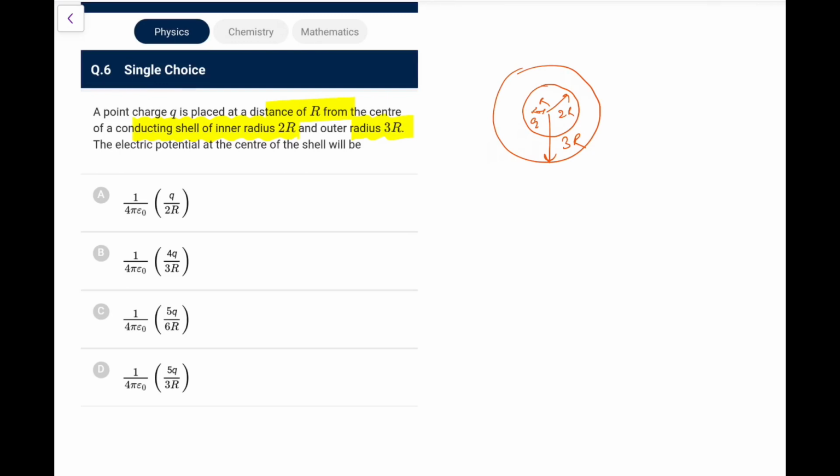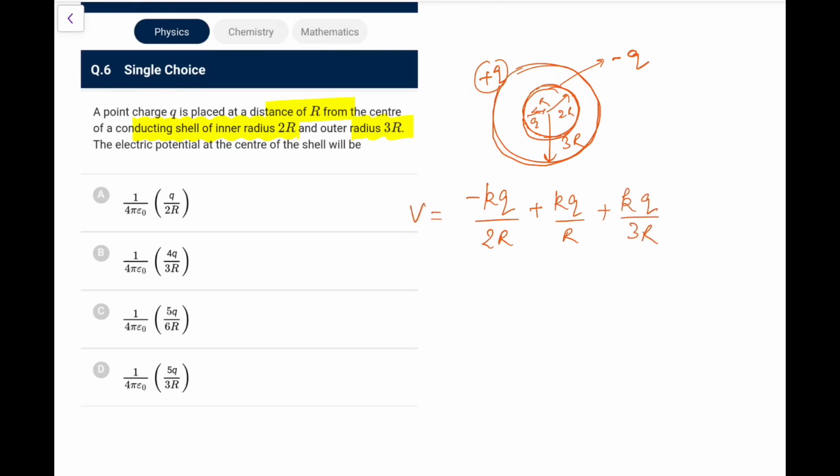Whatever be the charge that is going to be induced on this inner surface, that would be equal to minus q. So the potential due to this inner induced charge is minus kq by 2r, because all are at 2r distance, plus due to this original charge it is kq by r, and because of this minus q, this plus q will be uniformly induced on the outer surface. Just remember this plus q would be distributed uniformly, this minus q won't be uniform, but because we are talking of potential, the distance from center remains the same, so because of the outer one it would be kq upon 3r. So this is the potential we are going to write.